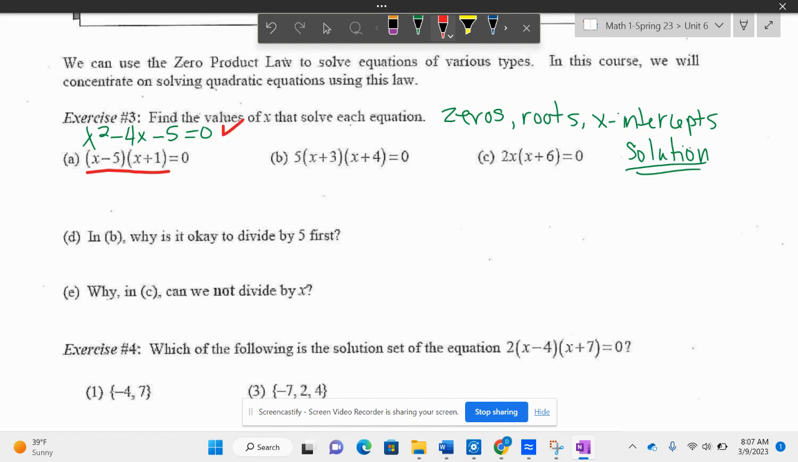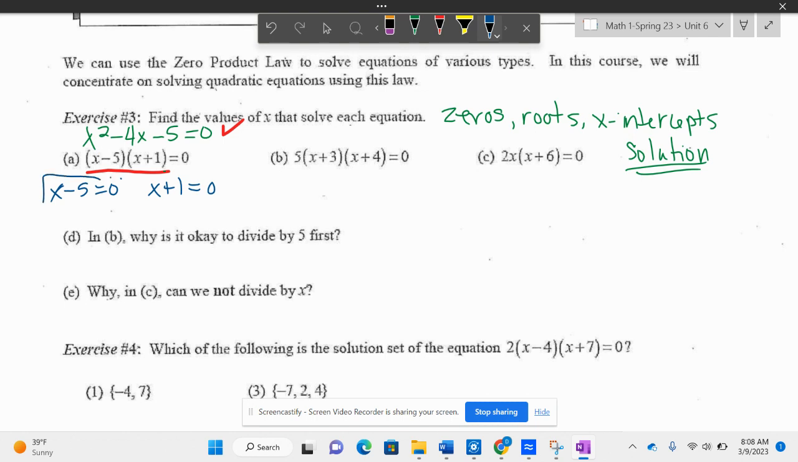I want to tell you the two solutions to this quadratic equation. Well, the solutions are that either x minus 5 equals 0 or x plus 1 equals 0. So I'm just going to solve for x. Let's look at x minus 5 equals 0. If I want to get x all by itself, to find the solution, the zero or the root, how would I do that?